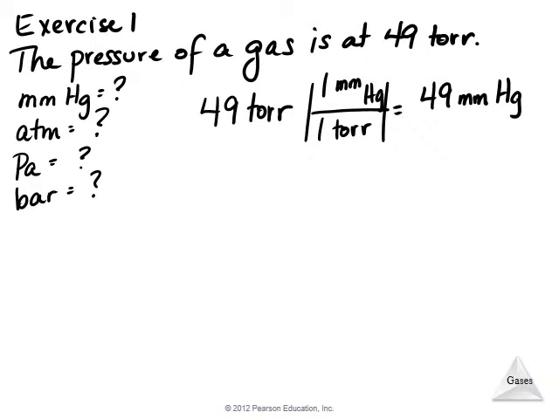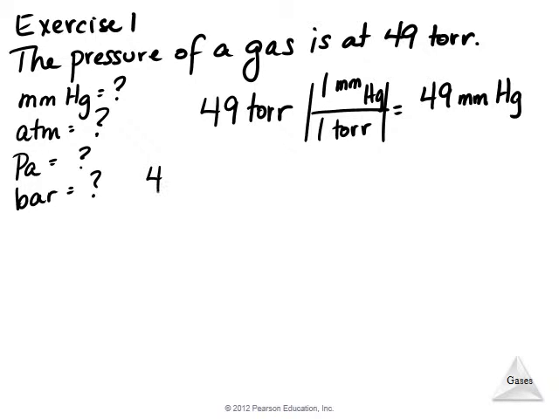And you'll notice that I'm going to keep the same significant figures. There are 2 significant figures to start this problem. I'm going to finish with 2 significant figures. Okay? Now, I know that there's 49 millimeters of mercury, and I want to convert that to atmospheres.